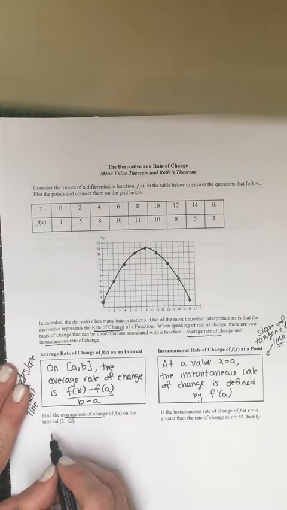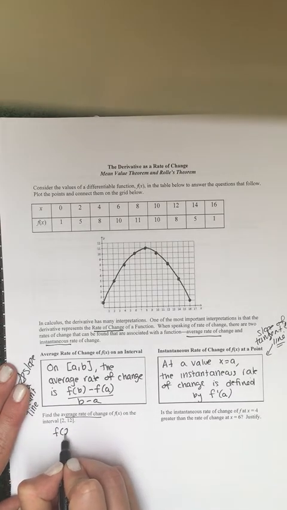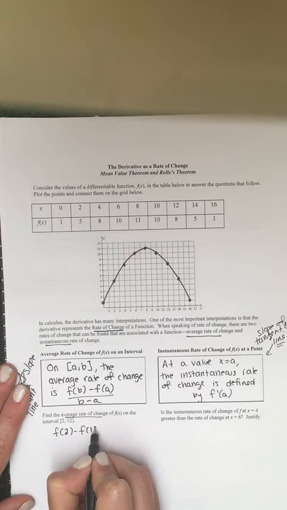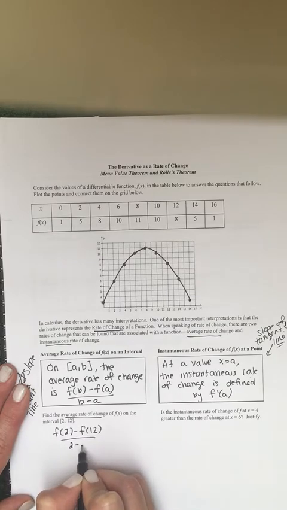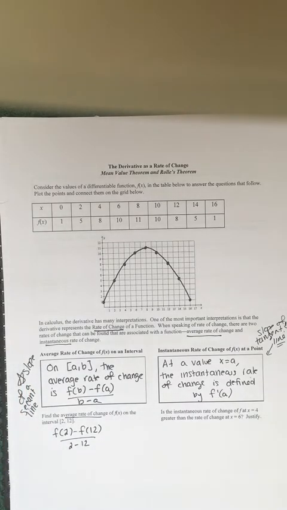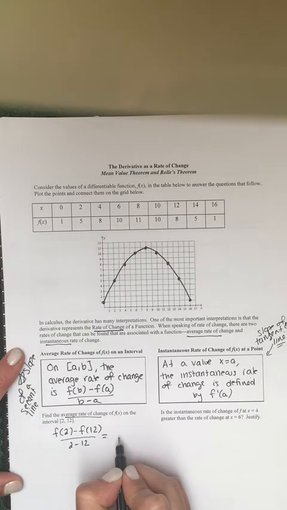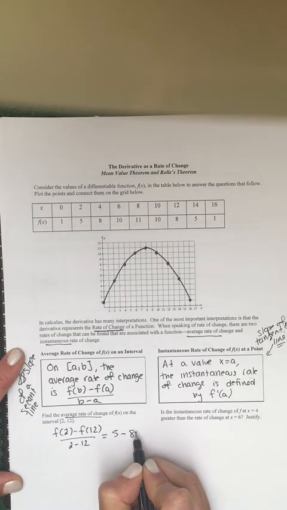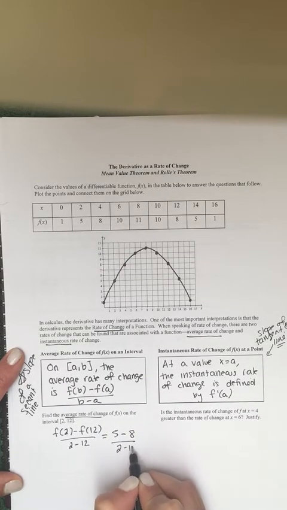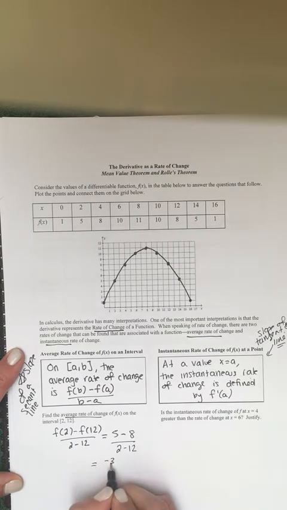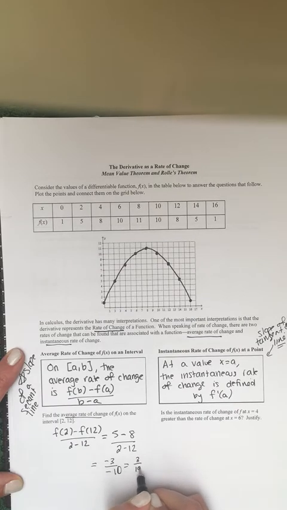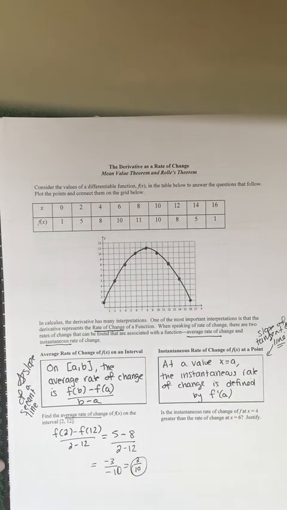Okay, so average rate of change of the function on this interval, we can say f of 2 minus f of 12 over 2 minus 12, or vice versa, however you want to do it. F of 2 was 5, f of 12 was 8, 2 minus 12, so we've got negative 3 over negative 10, so we've got positive 3 over 10 as our average rate of change.